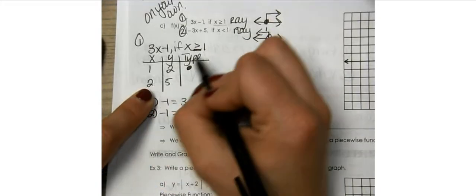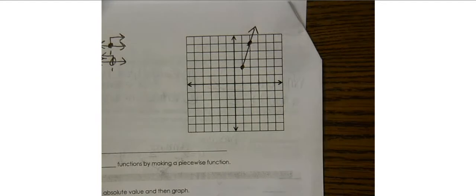Next, I'm going to select a number that is bigger than 1, like the number 2. So I'm going to write 3 times 2 minus 1. That is equal to 6 minus 1, which is 5. 2, 5. And because I personally selected 2 and it's part of the solution set, I'm going to have a closed point, and I'm going to plot 2, 5. And this is a ray, so I'm going to start at the point that's given to me, and it's going to go through 2, 5. That is my first piece.